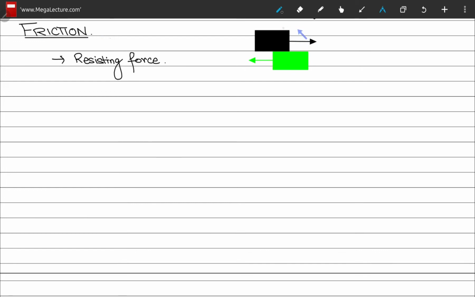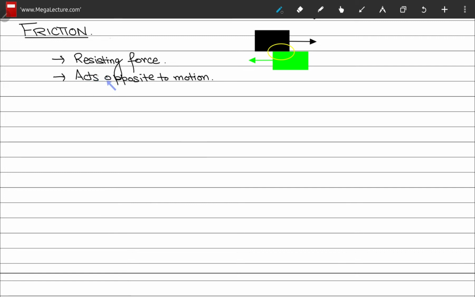You can look at this diagram where we have two bodies, a black one and a green one, and these two bodies are sliding over each other, where black is moving in the right direction while the green one is moving in the left direction. This produces a friction force in this region, right? So here there is some friction force where some heating will happen due to friction.